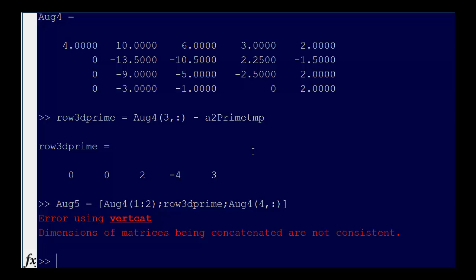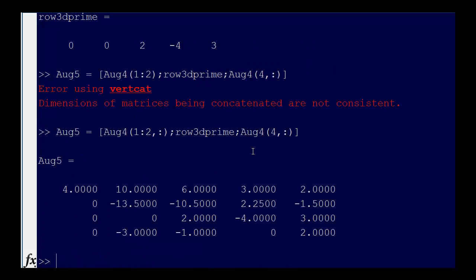Oh, we messed up somewhere. Oh, 1 to 2, and we want to take the whole row. So that's what we had to tell it. Okay, good. So now we've zeroed out all these. We zeroed out that one. Let's zero out this one.